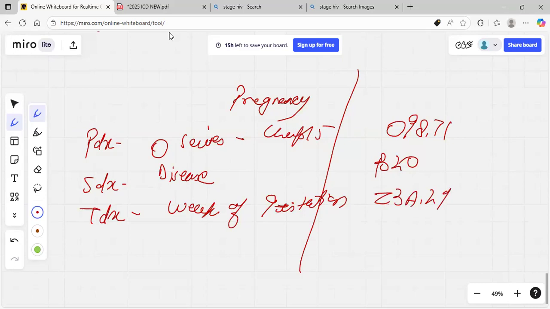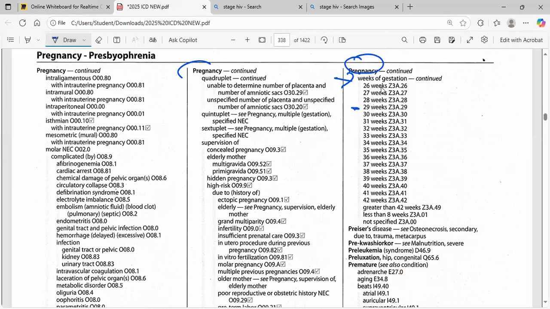Whenever you are going to code a charge for a pregnant lady, you have to make sure that your primary code is from the O series, followed by the condition-specific code like B20, and at the end you code the weeks of gestation. To find the code for the weeks of gestation, you refer to pregnancy itself, and under pregnancy you will look for the weeks of gestation.